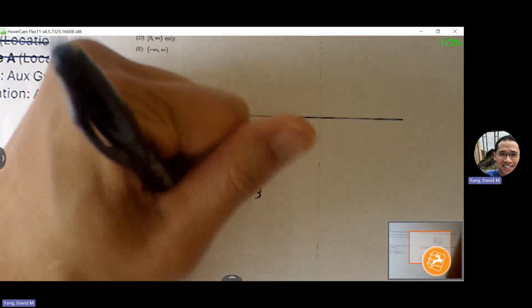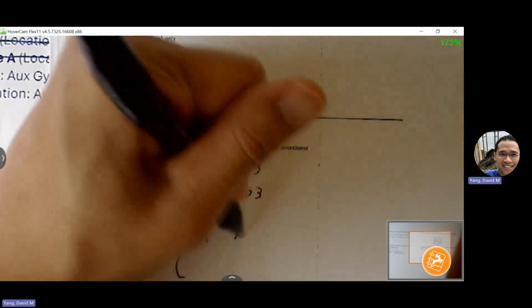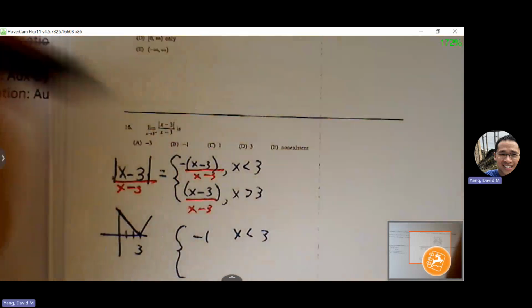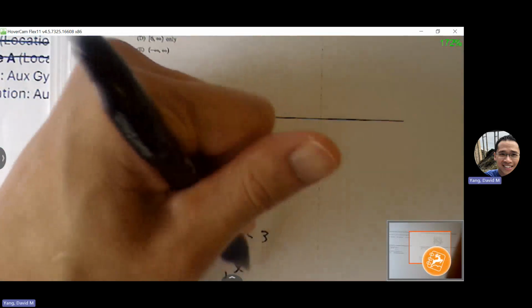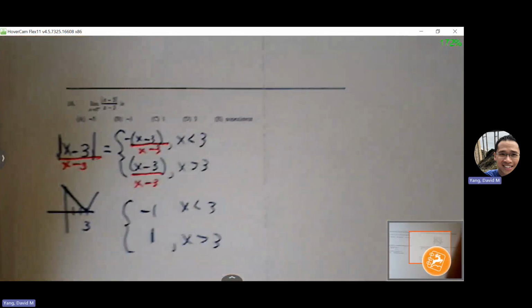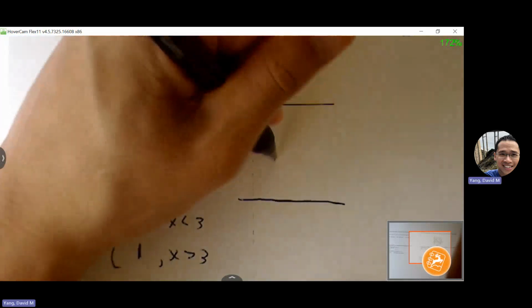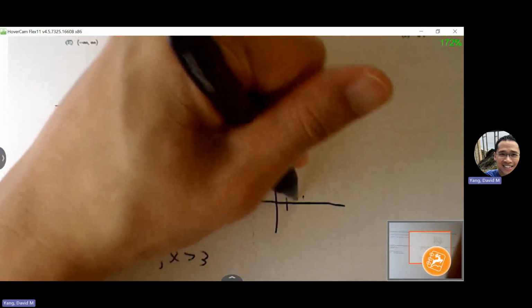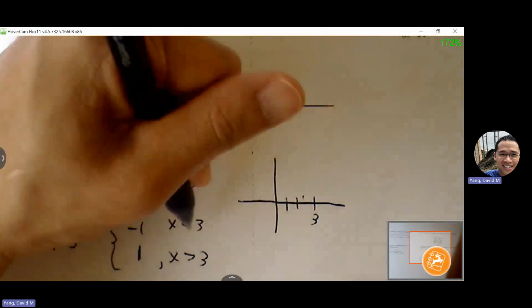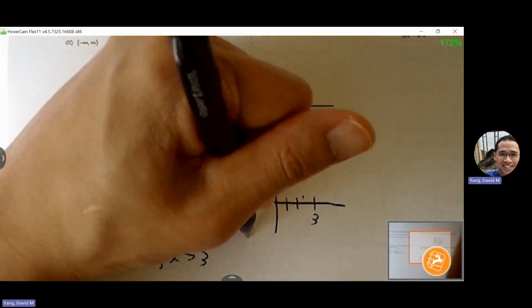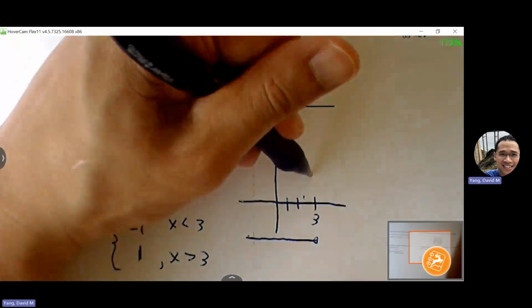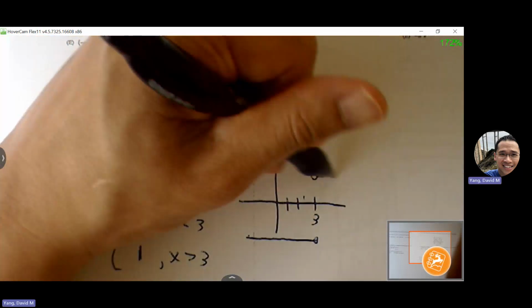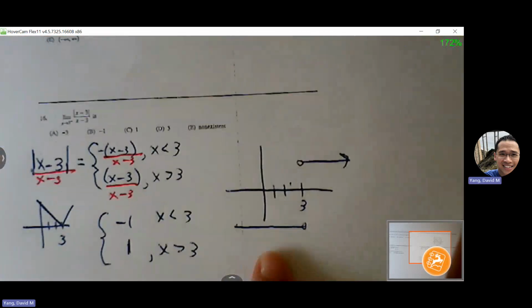So it's really a graph that looks like y equals -1 to the left of 3. And then x minus 3 divided by x minus 3 is just 1, so the graph is going to be 1 to the right of 3. If you look at what this could look like, to the left of 3 it's y equals -1, which is just a horizontal line, and to the right of 3 it's y equals 1, which is also a horizontal line. So this is what our graph looks like.